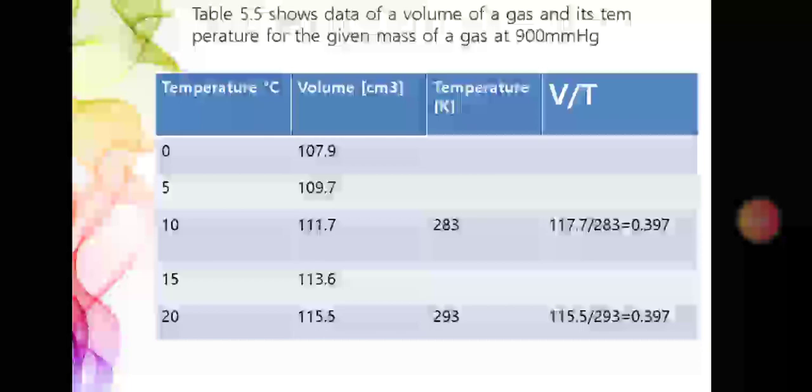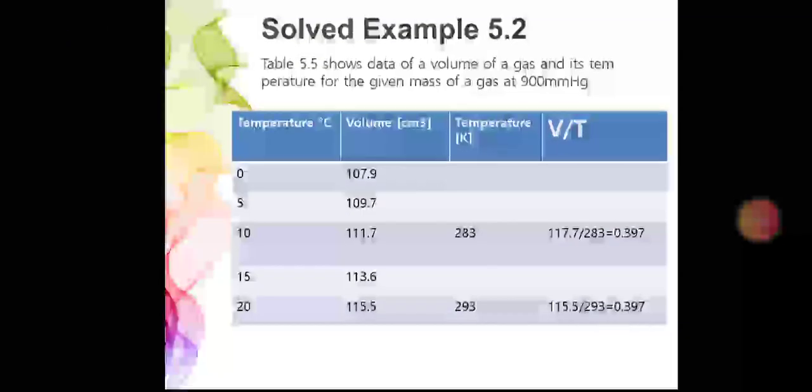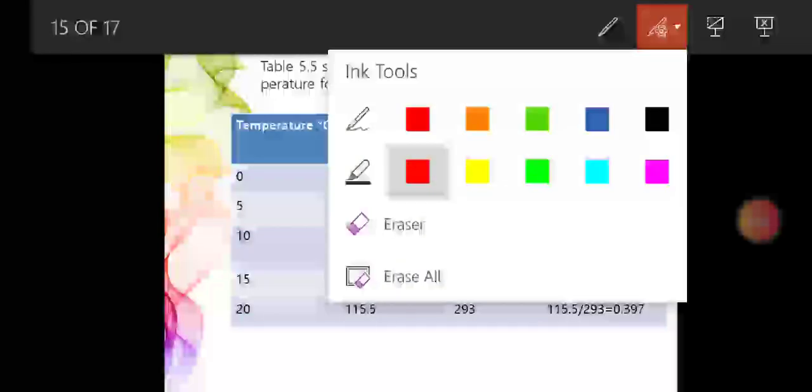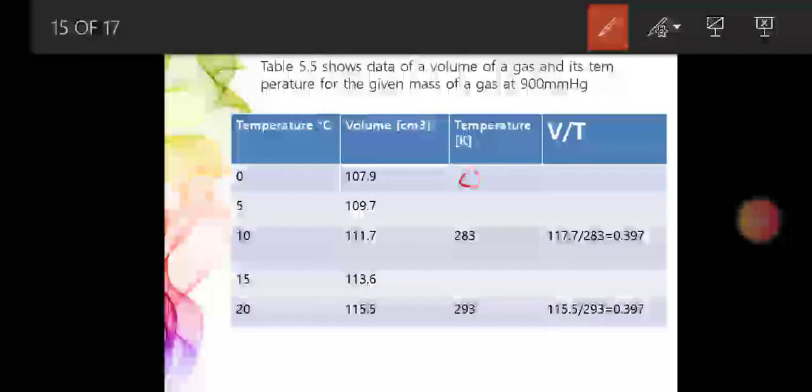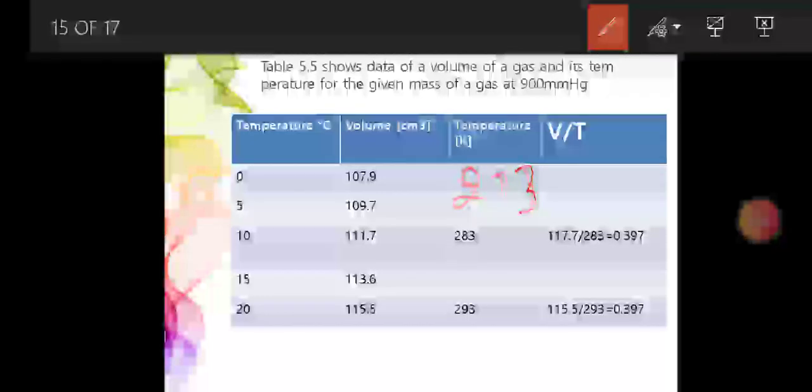The third thing you need to do is first convert your temperature to Kelvin. You are going to add 0 plus 273, so you are going to convert first your temperature. 273 will be your answer over here. Then you are going to use this temperature and the volume given to calculate your V over T.